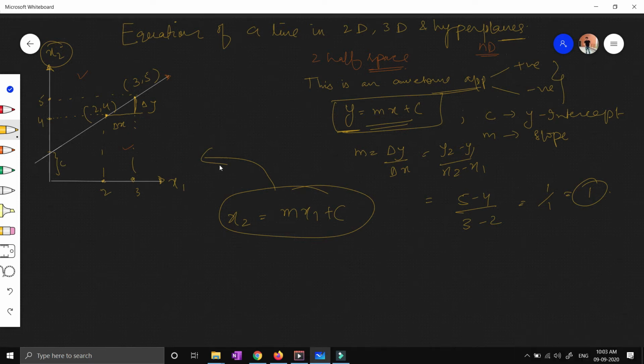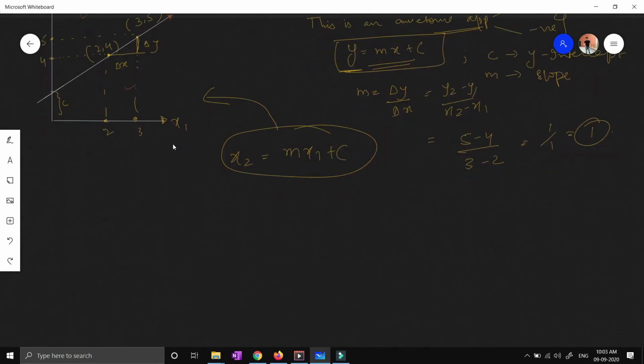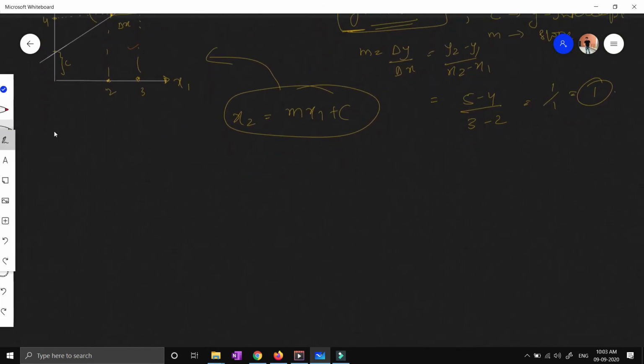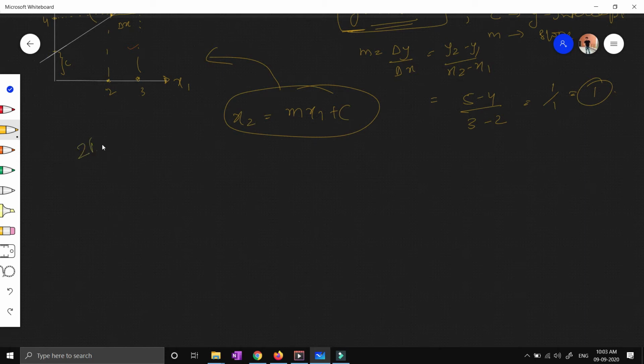Okay, so I hope you are able to get this equation of a line, right? But now if I have to write this equation of a line in a more generalized way, then what will I do? So my equation of a line in 2-dimensional space in a generalized form is ax plus by plus c equals to 0.